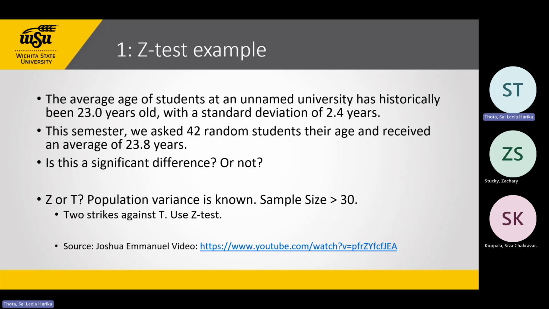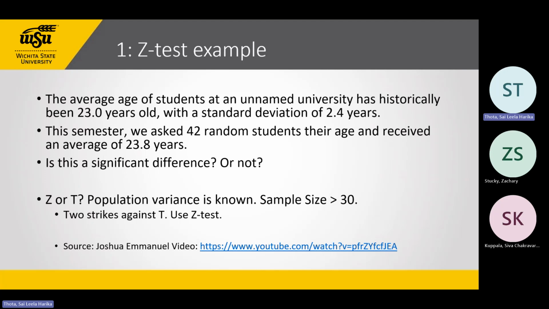For example, consider that the average age of students at an unnamed university has historically been 23 years old, with a standard deviation of 2.4 years. And this semester, which comes under the sample, so that is the population, and this comes under the sample. This semester we asked 42 random students their age, and we received an average of 23.8 years. So in this semester, we came to know that the average age of the students is 23.8.